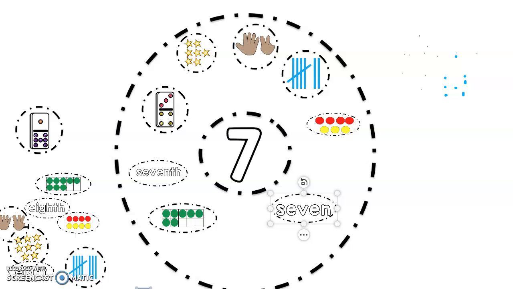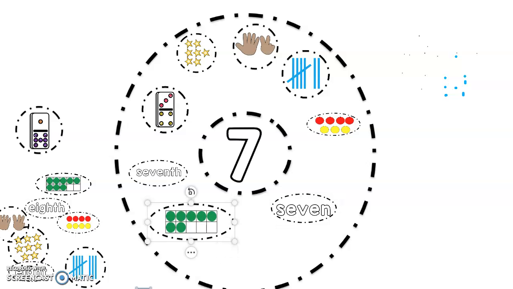I have the number word 7. Here on my 10 frame, I have 5 on the top, 2 on the bottom, or 4 on the left, 3 on the right to make 7. I have the number word 7th, the ordinal number word 7th for 7th place. On my domino, I have 3 on the top, 4 on the bottom to make 7. And the stars, I have 7 stars.